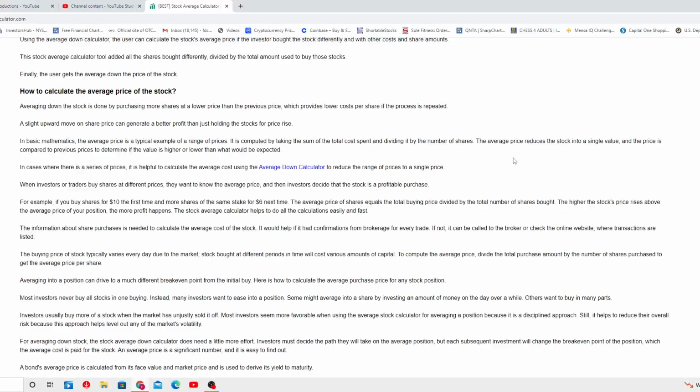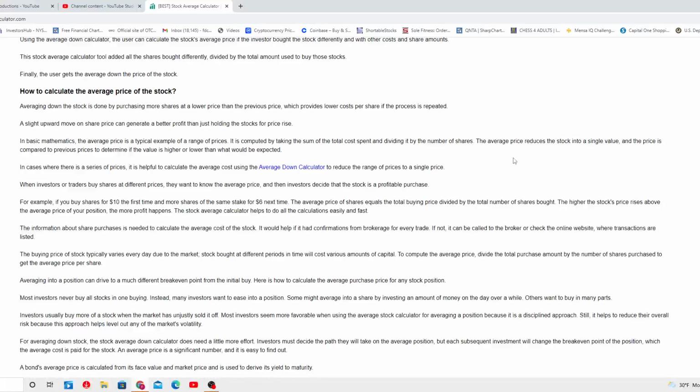The average price of the shares equals the total buying price divided by the total number of shares bought. The higher the stock's price rises above the average price of your position, the more profit happens. The stock average calculator helps to do all the calculation easy and fast.